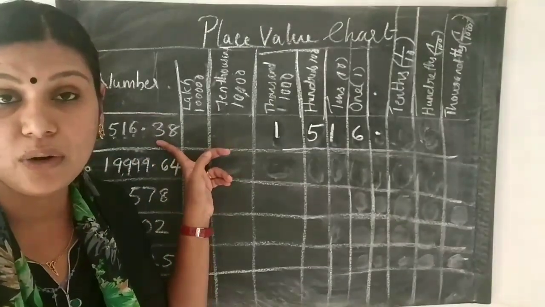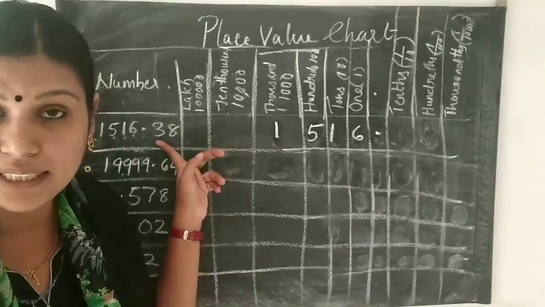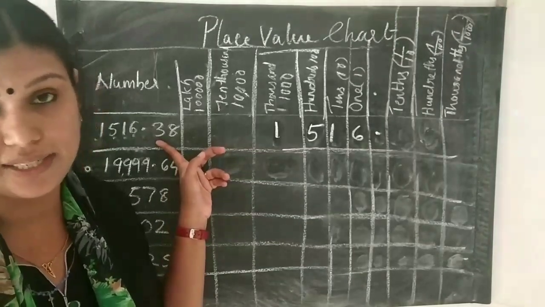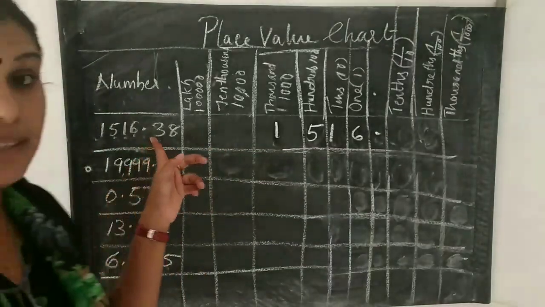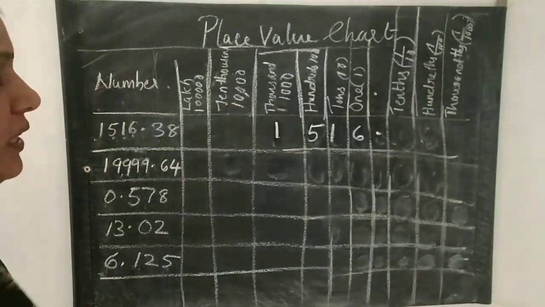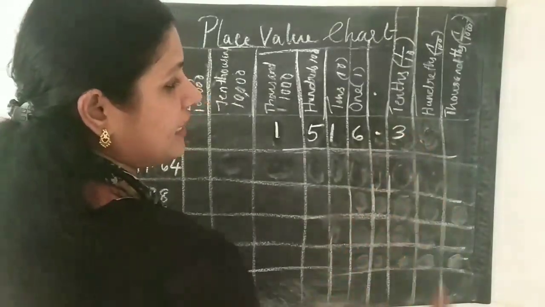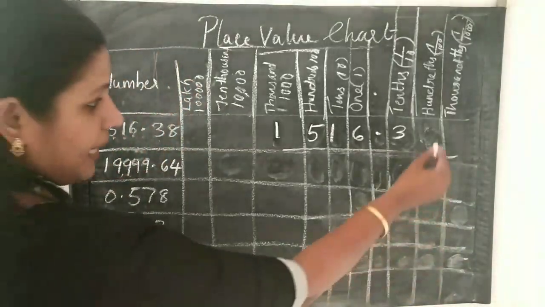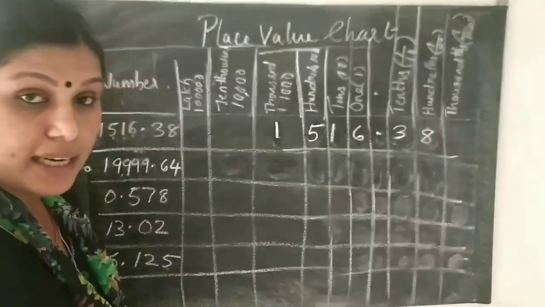Just read this number as 38. So 3 is in the tenths place and 8 is in the hundredths place. So here we write 3 in the tenths place and 8 in the hundredths place.